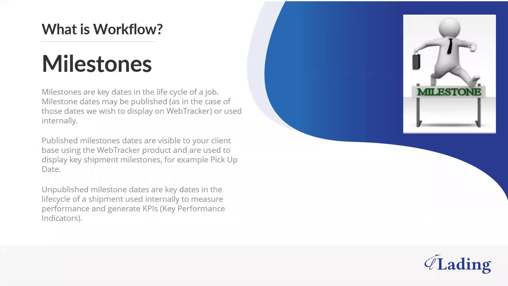Milestones are the key dates in the life cycle of the job. To me, milestones are the most important part of workflow. You can publish milestone dates in Web Tracker, or you can use them internally. Any unpublished milestone dates, you can do key performance indicators, you can run reports off of. Basically any milestones you can run reports off of. Milestones are the key, and we're going to get into a lot more detail on that later.